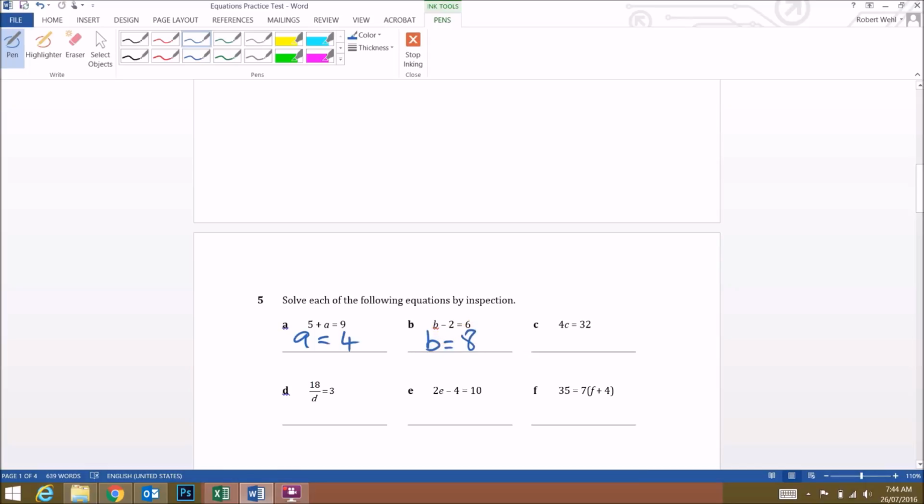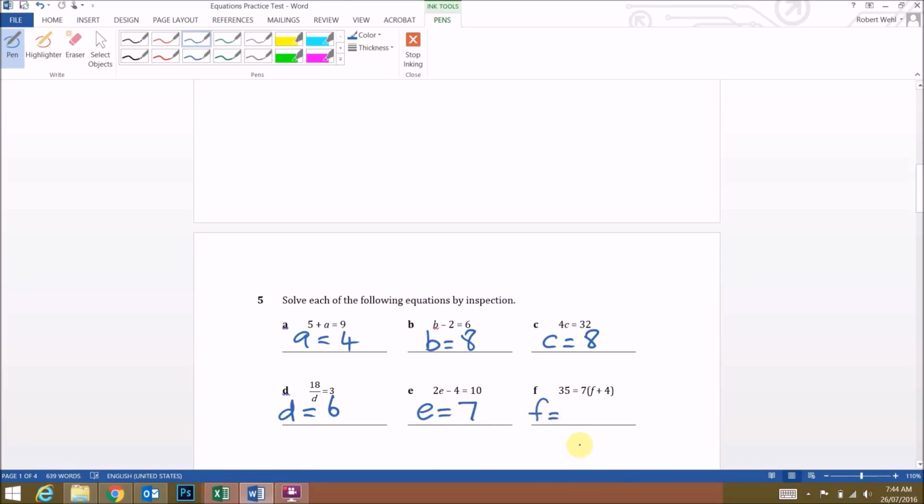4 times something equals 32. 4 times 8 equals 32. 18 divided by something equals 3. 18 divided by 6 equals 3. 2 times something, take away 4 equals 10. Well, if I multiply 7 by 2, I get 14. And if I take away 4 from 14, I get 10. So that means that E equals 7.